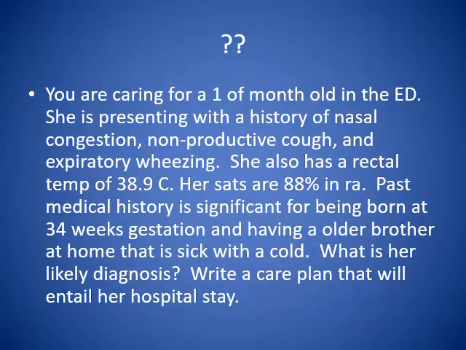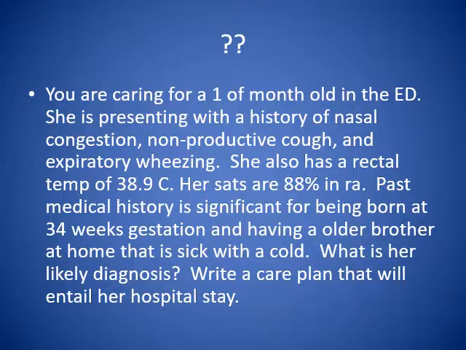Here's our next slide. You're caring for a 1-month-old in the emergency department. She is presenting with a history of nasal congestion, non-productive cough, and expiratory wheezing. She has a rectal temperature of 38.9. Her SATs are 88% on room air. Past medical history is significant for being born at 34 weeks gestation and having an older brother at home who is sick with a cold. What is her likely diagnosis? And write a care plan that will entail her hospital stay. Pause me, put some notes down on a piece of paper that you think are pertinent, and then turn me back on.